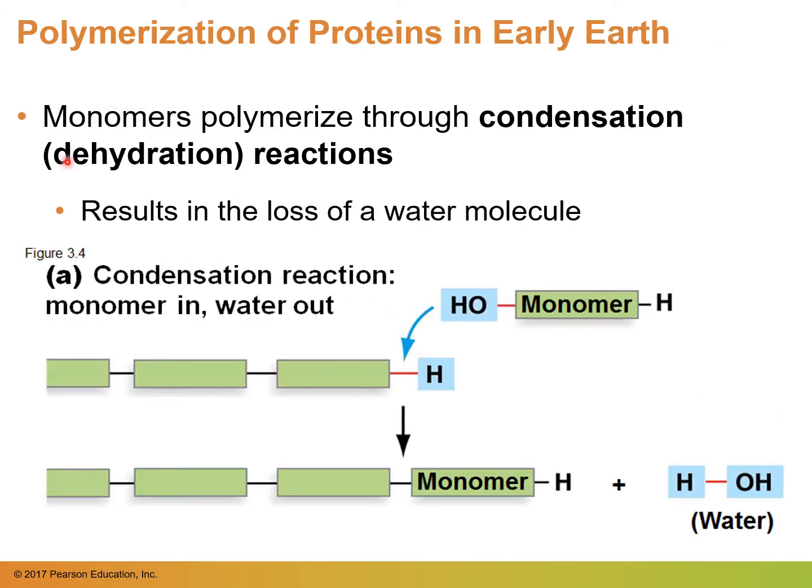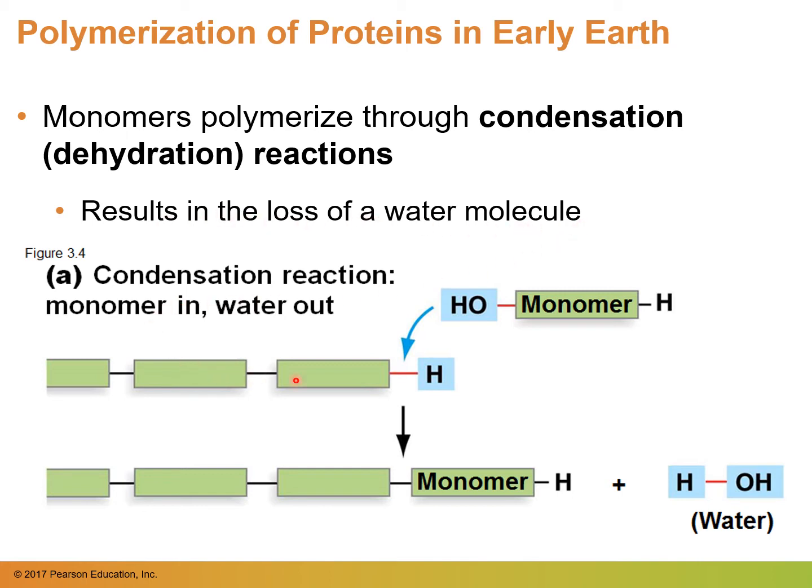Okay, so we have the process of how monomers are polymerized. And this is through condensation, or what's referred to as a dehydration reaction. So dehydration, when you're dehydrated, that means that you have lost water. The exact same thing is happening here. Condensation reactions result in the loss of water molecules.